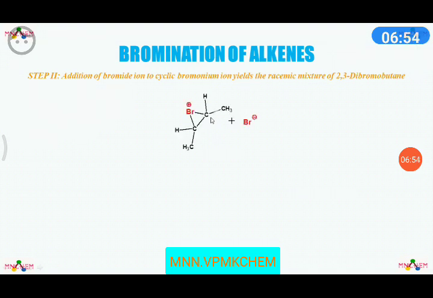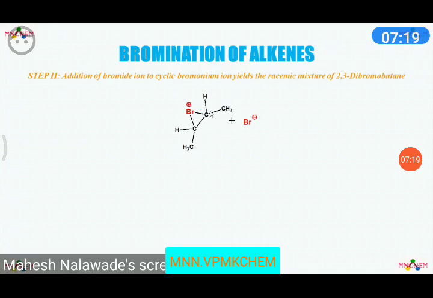Now we can represent it. This is our cyclic bromonium ion, and a bromide ion is added across it in an anti manner. Here you have to note that we have two possibilities of addition of this bromide. It can add either to this carbon or this carbon.